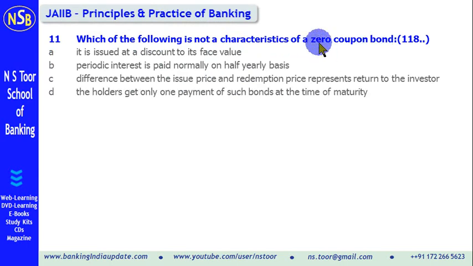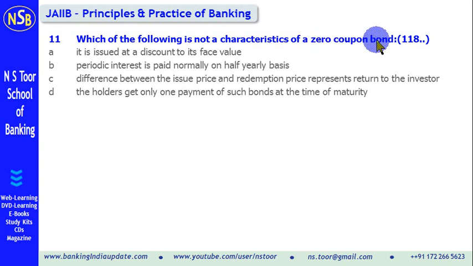Friends, first of all, what is a zero coupon bond? Zero coupon bond is a bond which does not carry any interest. So no interest is paid on zero coupon bond in the form of interest rate. So that bond which does not offer any interest rate, that is called zero coupon bond. Now, in such bonds, no one will invest if there is no interest.